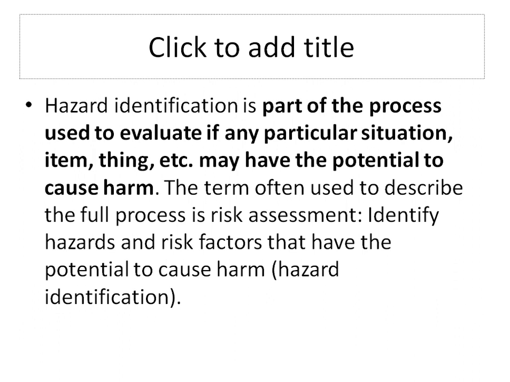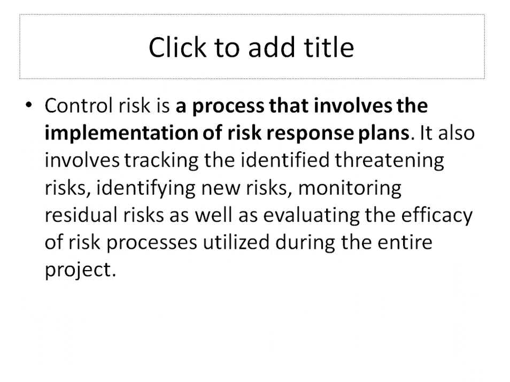It identifies assets and risk factors that have the potential to cause harm. Then controlling risk is a process that involves the implementation of risk response plans. It also involves tracking identified risks, treating risks, identifying new risks, monitoring individual risks, and evaluating the effectiveness of the risk process throughout the entire project.